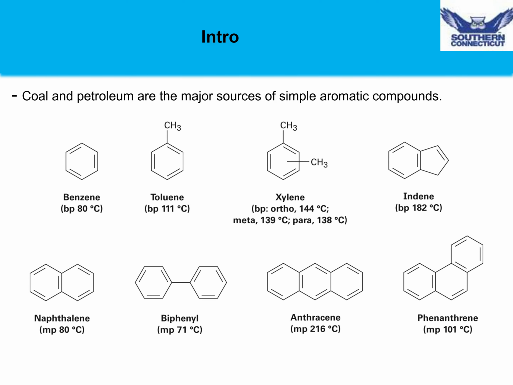Many aromatic compounds are sourced from coal and other petroleum products. For example, benzene, toluene, which has a methyl group on benzene, xylene, which has 2 methyl groups, indene, which is a 5-member ring fused to benzene, naphthalene, biphenyl, anthracene, and phenanthracene are examples of aromatic compounds that are isolated from coal and petroleum.